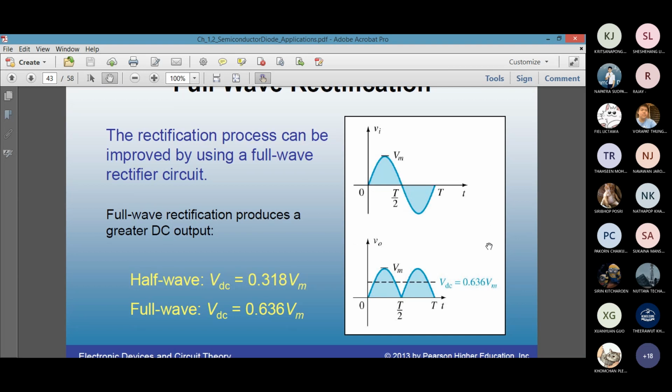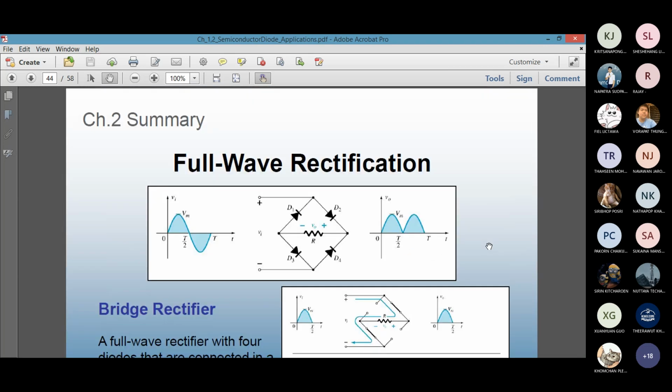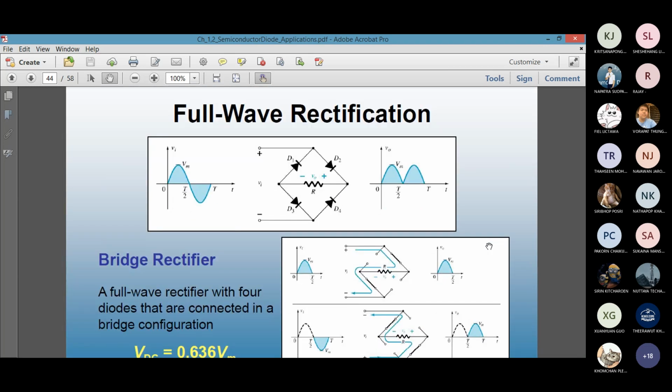For a full wave rectifier, you have an input with positive and negative peaks of an AC wave, and then the output shows a half peak for both half cycles. There are DC levels associated with both half wave and full wave rectifier, and there are formulas. I think these appear on the formula sheet. How can you create a full wave rectifier? You have to use either 4 diodes or 2 diodes. The first example was 4 diodes in a bridge configuration.